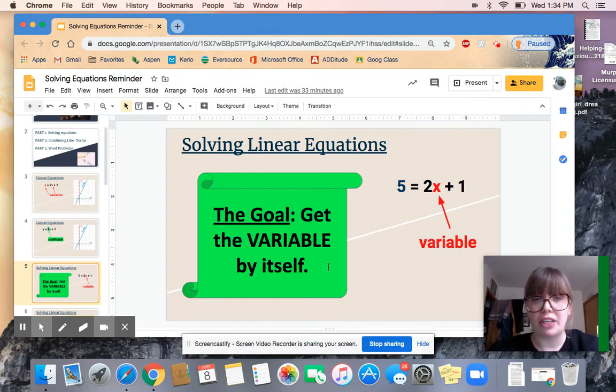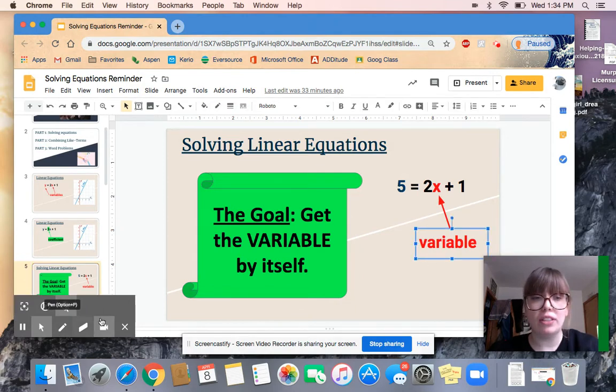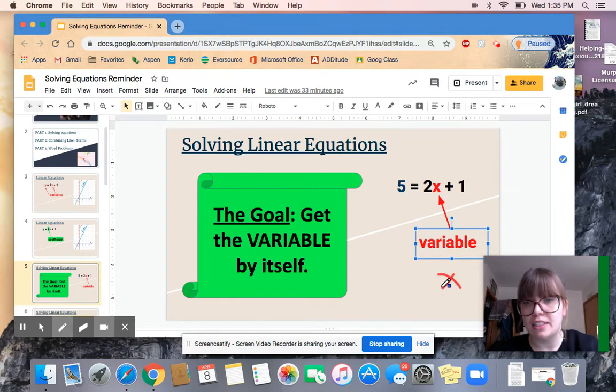So if we look at this one right here, 5 equals 2x plus 1, we're probably going to be asked to find x, the variable x. The goal when solving an equation is to get the variable by itself. What that means is we eventually want it to just say x equals something. That's the goal, is we want to know what x is equal to. So to do that, we have to start by getting rid of the 1 and the 2 so that we can figure out what x is.